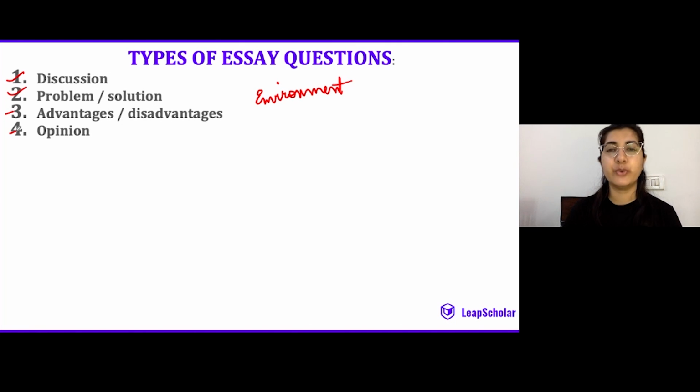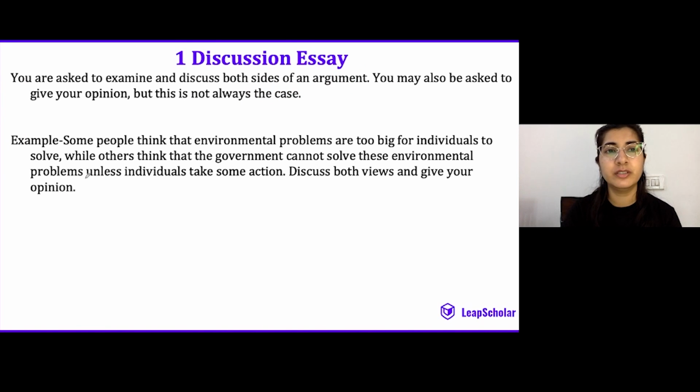Here what happens is you are given a theme, 2 contrasting views, for example, and you need to discuss both the views. You may or may not be asked to give your opinion after that. So here is a discussion question on the theme of an environment. So here you can see 2 opposing views. Some people think that environmental problems are too big for individuals to solve. That's your first opinion. While in contrast, the second opinion: others think that the government cannot solve these environmental problems unless individuals take some action.